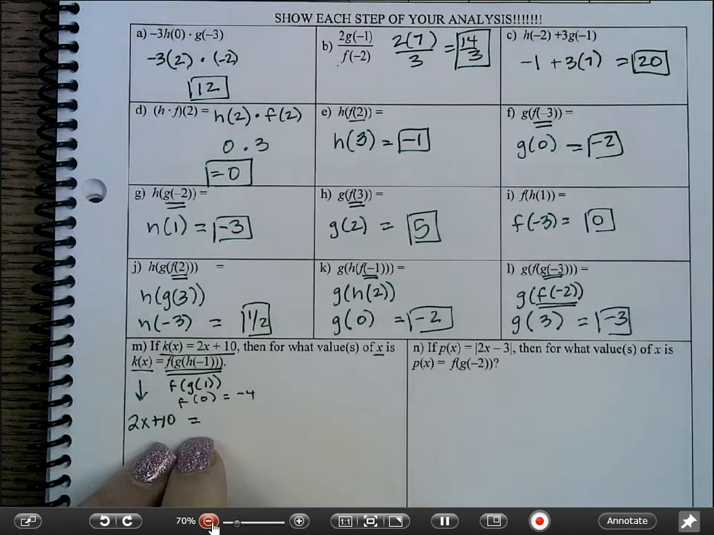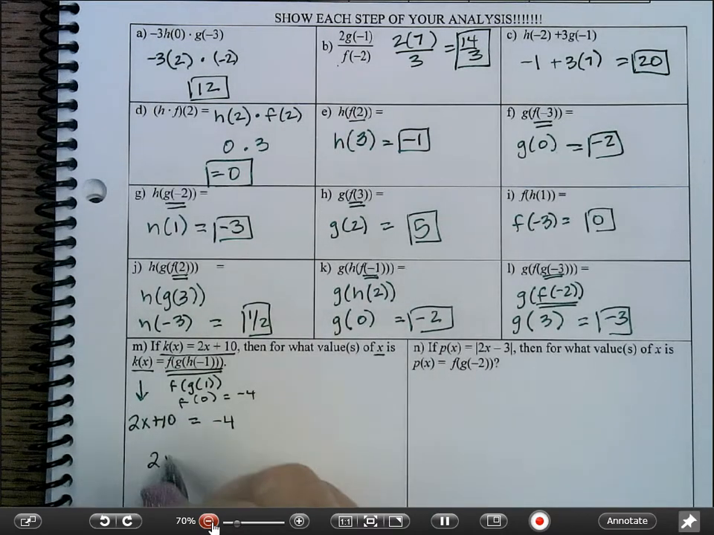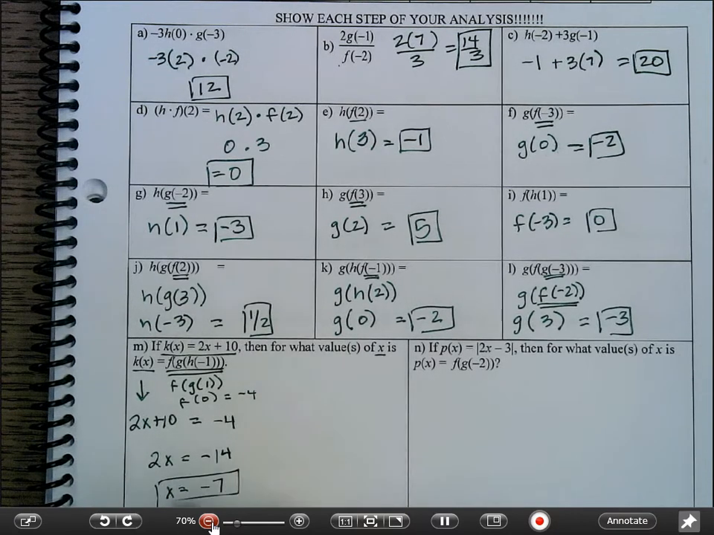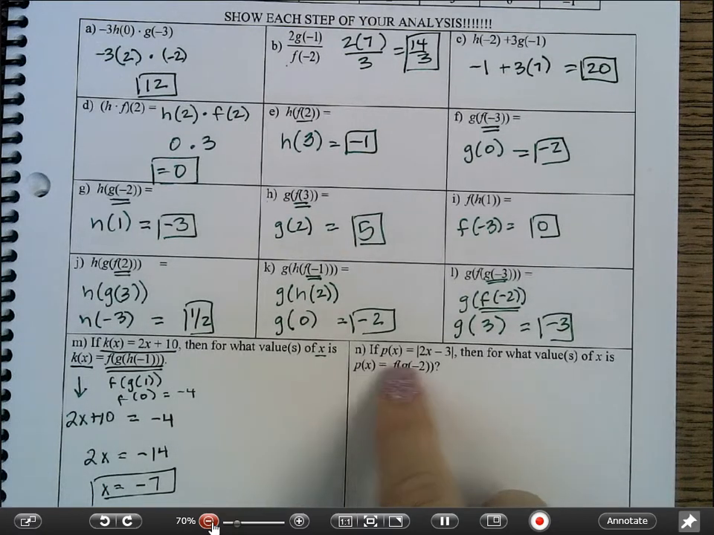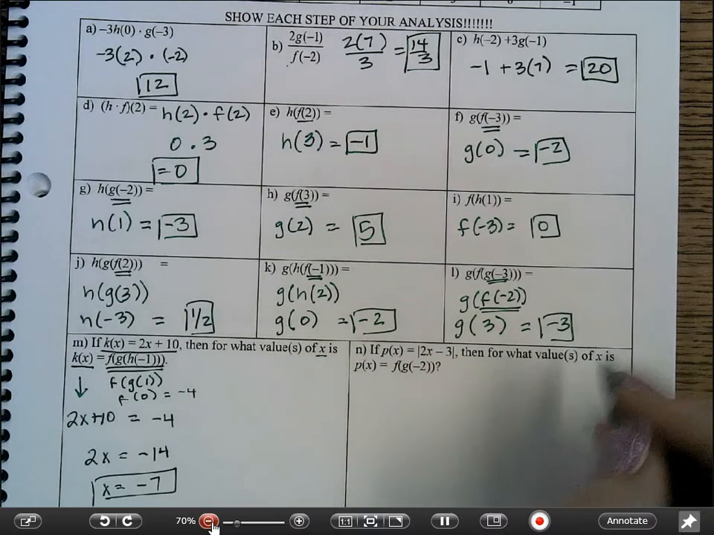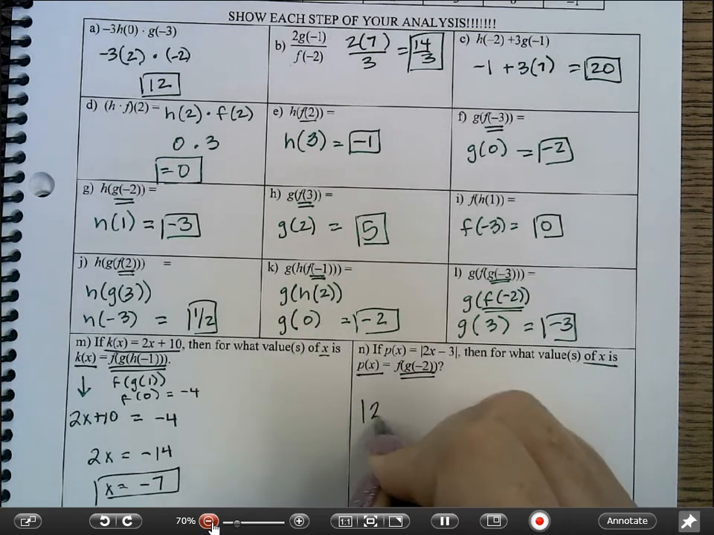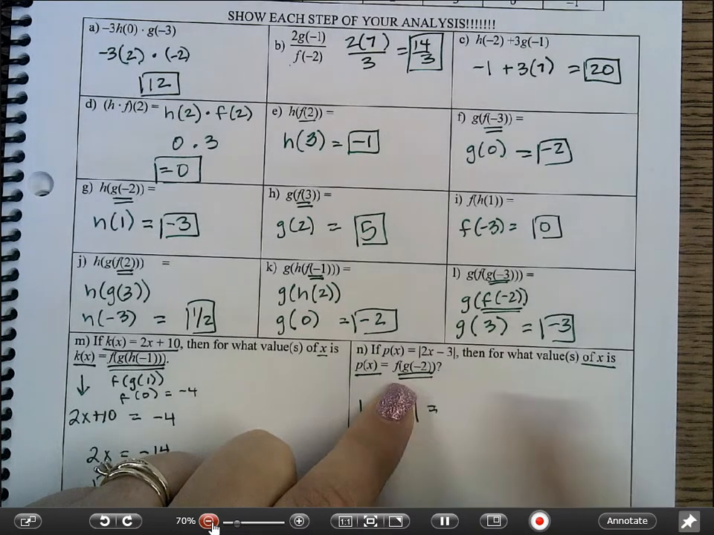So this function needs to be set equal to negative 4. Now we can solve. Subtract 10, divide by 2, and I get x is equal to negative 7. All right, so if p of x is the absolute value of 2x minus 3, then for what value of x is p of x equal to this? So again, we go 2x minus 3 is equal to, we have to figure out what this function value is.